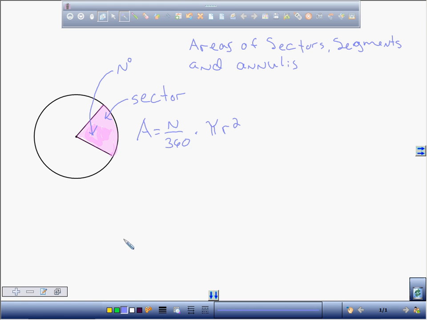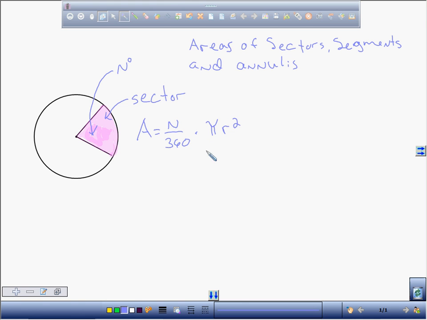Anna, you should write this on your conjecture sheet. I believe this is on your... We already did this. What do you mean n degrees? N degrees. Like the angle? Yeah, the angle. So it's the number of degrees out of 360 times pi r squared. Is that on your conjecture sheet? Yeah. Okay. It is.